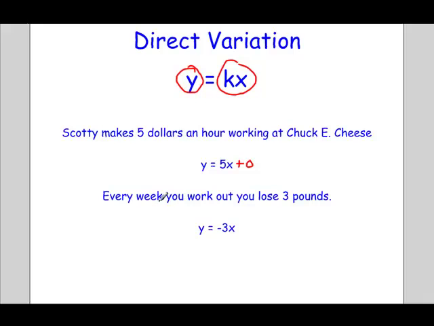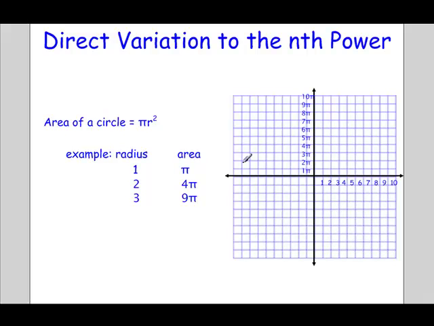So as x increases, y is going to increase. Okay. Another example, and every week you work out, you lose 3 pounds. Well, this is negative 3 because we're losing 3 pounds. So, well, in 5 weeks you're going to lose 15 pounds. So, makes sense. In 3 hours, Scotty will make $15. Okay, he'll be loaded.